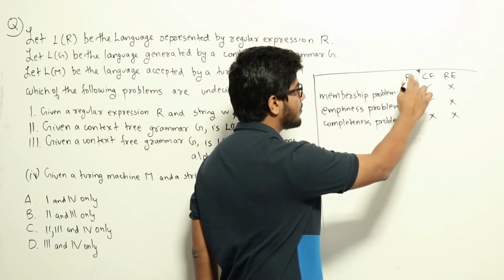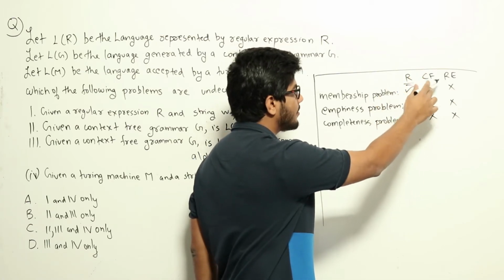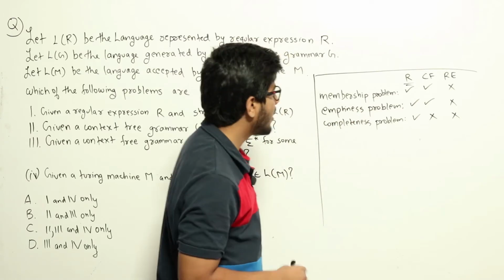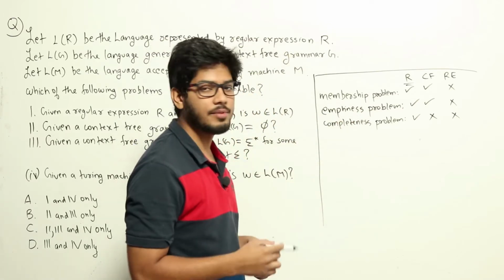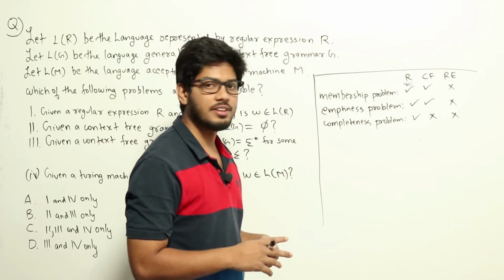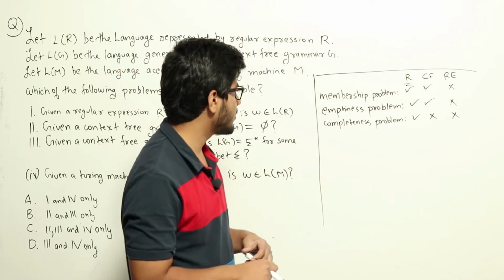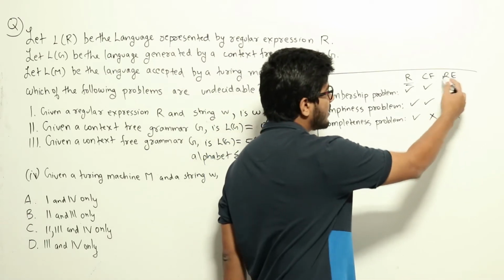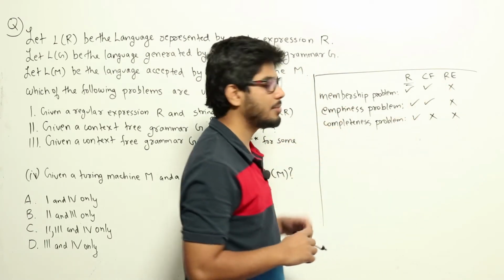For context-free grammars also, membership problem is decidable. How we do that is for every context-free grammar there will be a push-down automata. Now we can just run the push-down automata with the string as input and check whether it accepts or rejects. Now, for recursively enumerable languages, membership problem is undecidable.